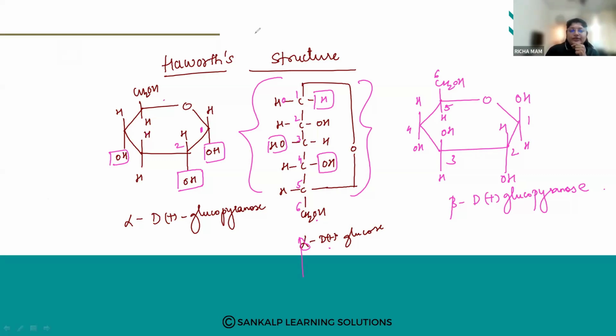So we have completed glucose. Next, we are going to study fructose. The next carbohydrate that we are going to study is fructose. What is the formula? C6H12O6. This is a ketohexose. Why ketohexose? Because it consists of a ketone group.